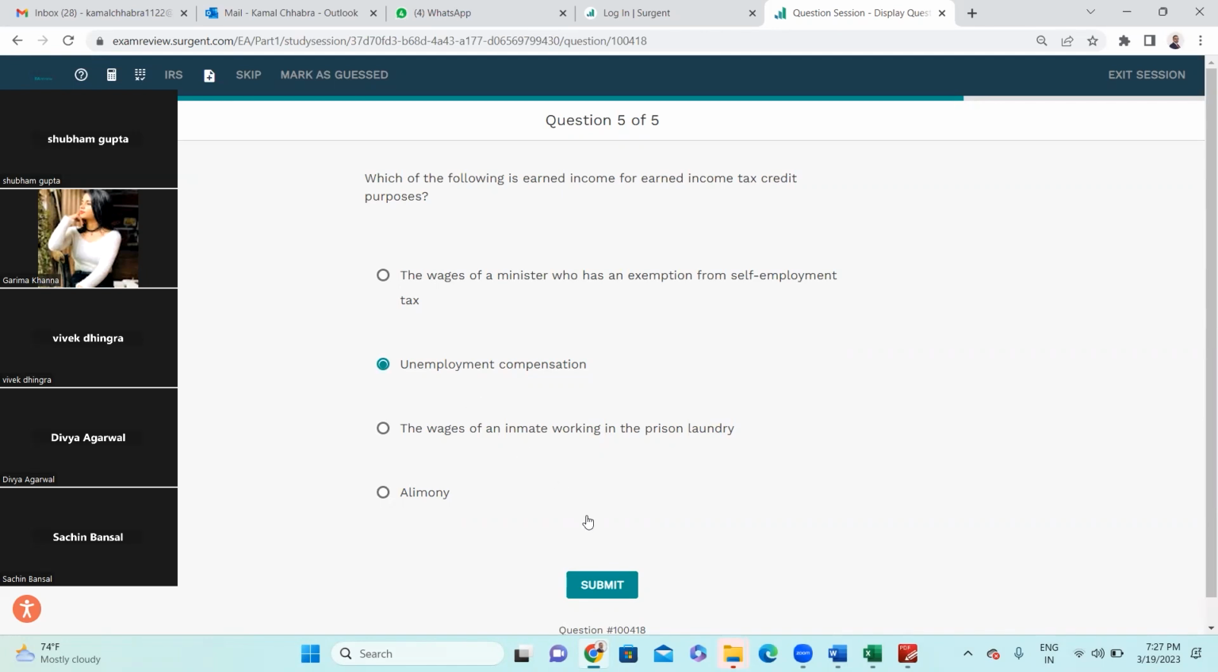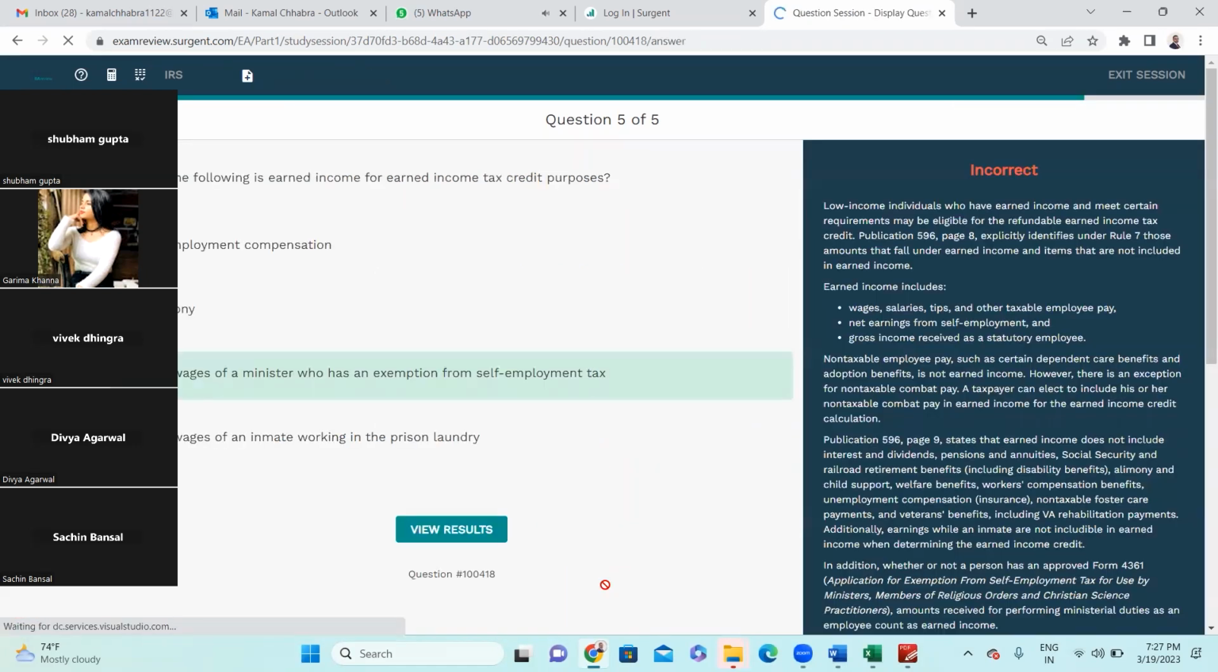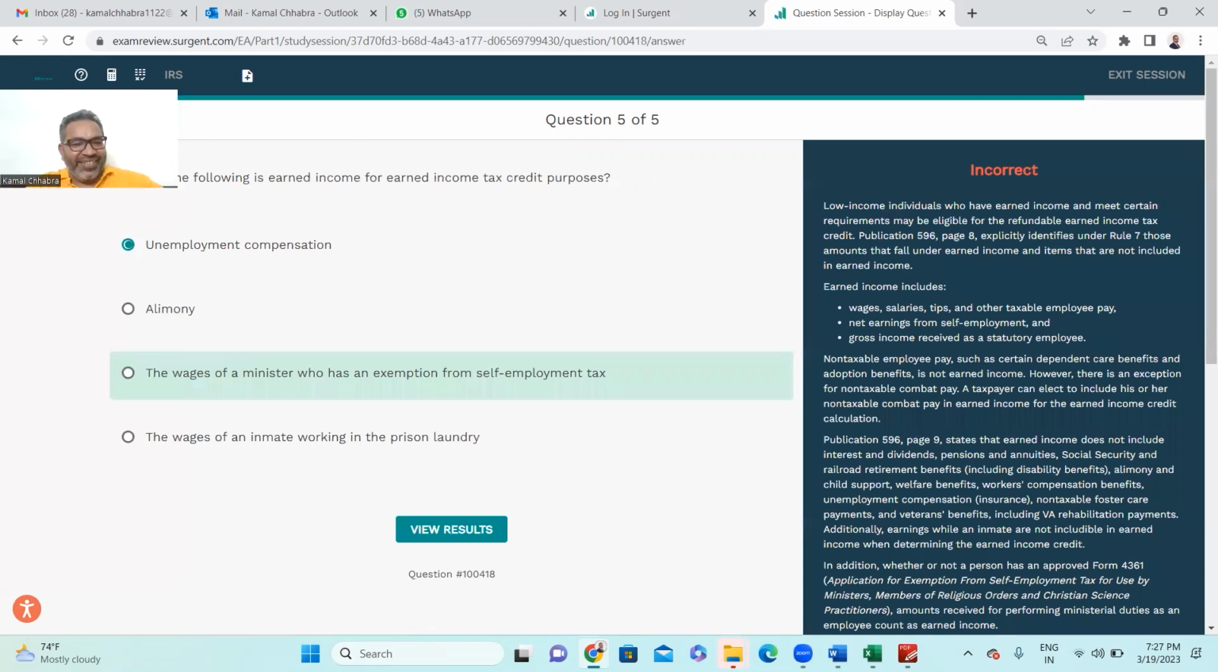Alimony, if you remember, if it is after 2018, then it is covered after 2018. There are so many things you need to remember. Oh my God, sorry, it's again incorrect. The wages of a minister who has an exemption from self-employment tax. Earned income includes wages, salary, tips and other taxable income, net earnings from self-employment, and gross income received from a statutory employee. So all this comes under earned income.